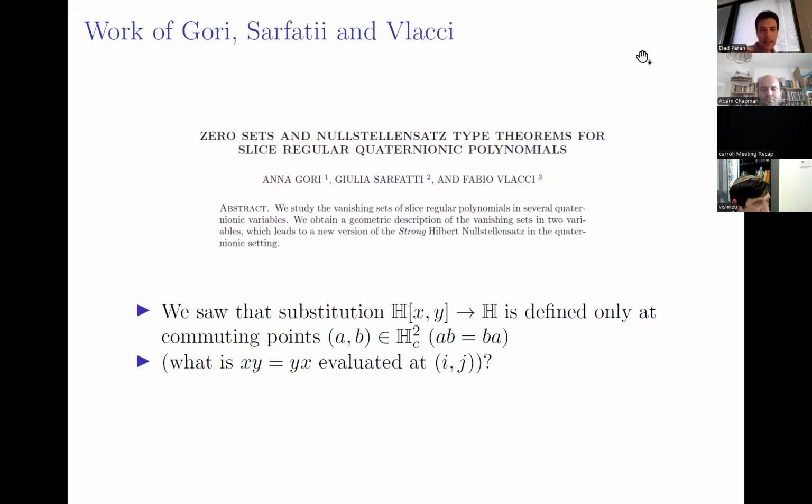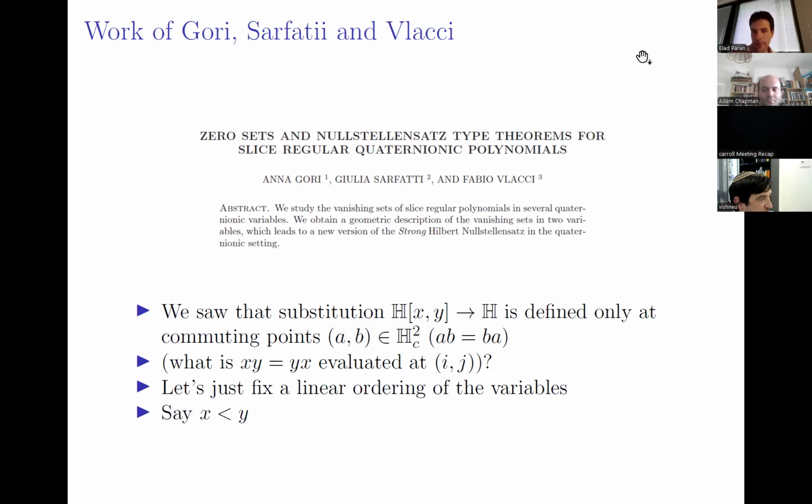So what was the problem? The problem was that it's not clear how to evaluate the polynomial, say, xy. Well, the problem was that if you evaluate it when you view it as xy or as yx, you get a different answer, say, at the point (i, j). Well, they said, let's just completely ignore this problem by fixing an ordering of the variables. Just fix some order, say x smaller than y. And then the definition is now well defined. You can just arbitrarily decide that the value would be k, and so on. And if you do this, then substitution is now defined everywhere.